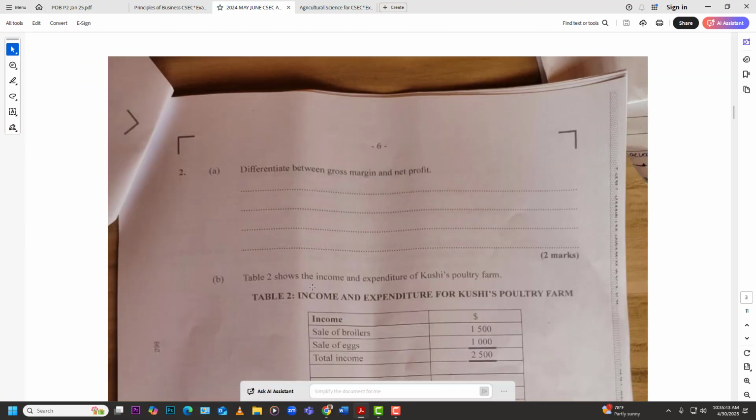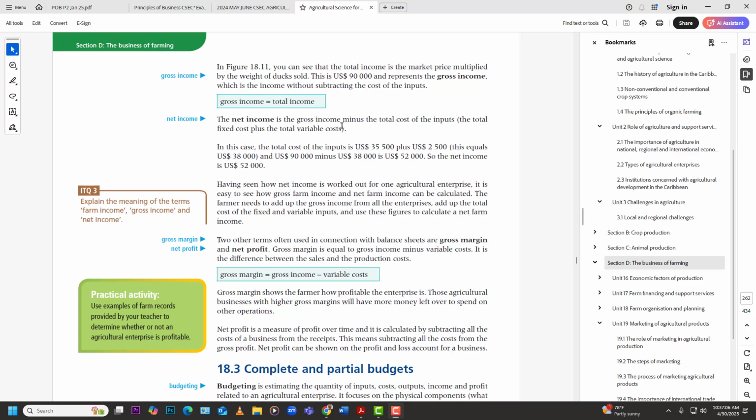Differentiate between gross margin and net profit. What is gross margin? What is net profit? So basically you can find them based on their definition. So gross margin equals the gross income minus variable costs. It is the difference between sales and production costs. That is gross margin. So however much you sold the products for minus the cost of production. That is your gross margin, right? That's a gross margin.